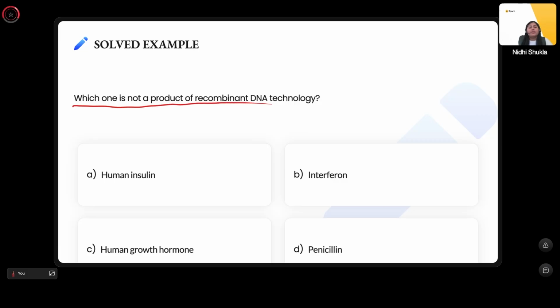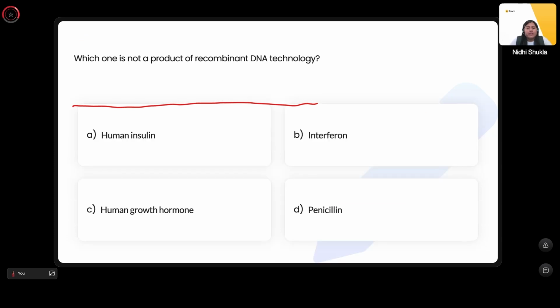Now, which one is not a product of recombinant DNA technology? In this question, you have been given four options, four products. Out of these, three have already been produced using recombinant DNA technology, and one of them has not. So let us look at our options. Human insulin, yes, Eli Lilly. Interferon, yes. Human growth hormone, yes. Penicillin, no. Penicillin is not produced using recombinant DNA technology. It is produced naturally using natural microbes. So your answer is going to be option D, penicillin.